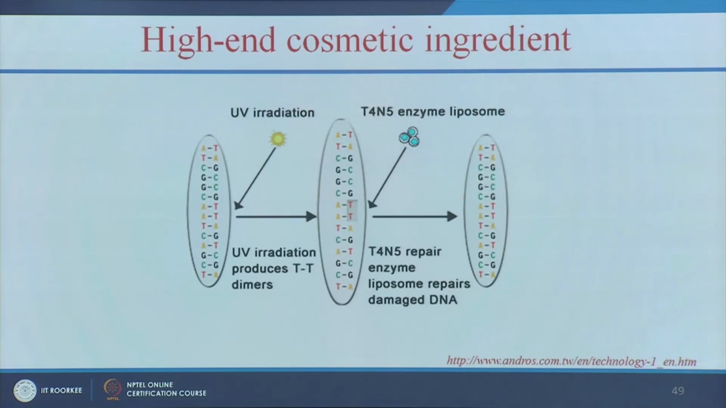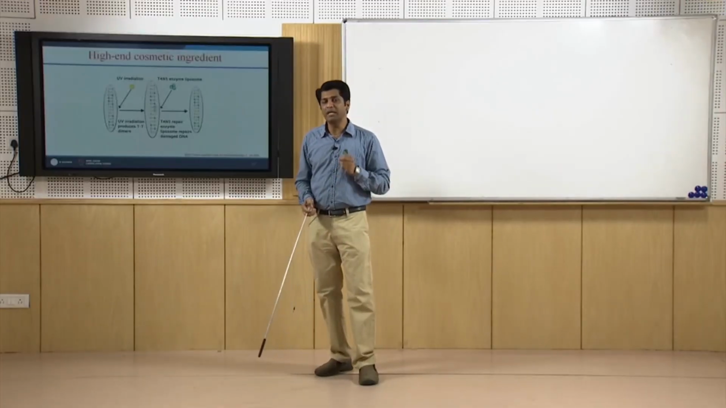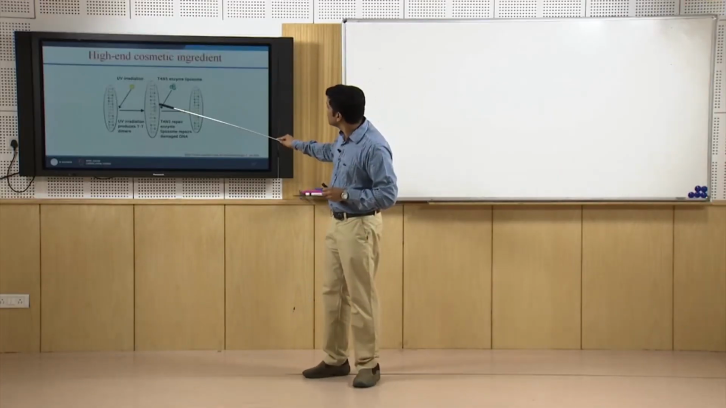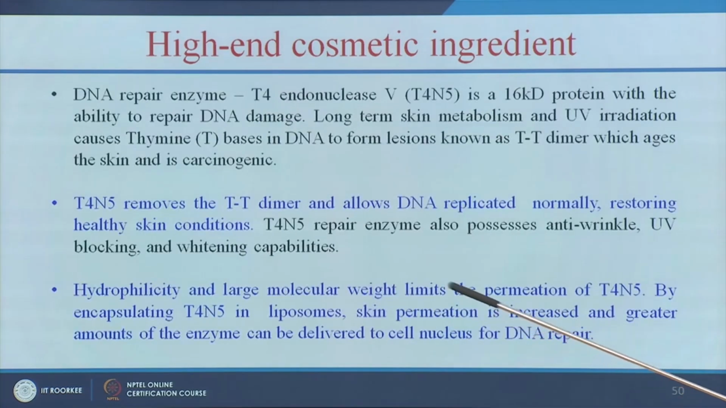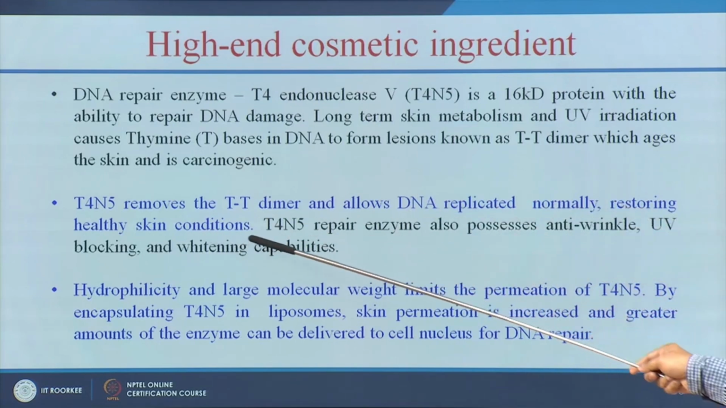So, usually the UV rays in the sunlight will create thymine dimer formation in your DNA. So, you can see here this is the TT bond, that is the thymine dimer, an intra strand bond, and it will lead to cell damage, and also it can cause skin cancer. So, when you have this T4N5 enzyme in liposome, that will repair this thymine dimer damage in the DNA, and this T4N5 removes the thymine dimer and allows DNA to replicate normally, and it will restore healthy skin conditions.